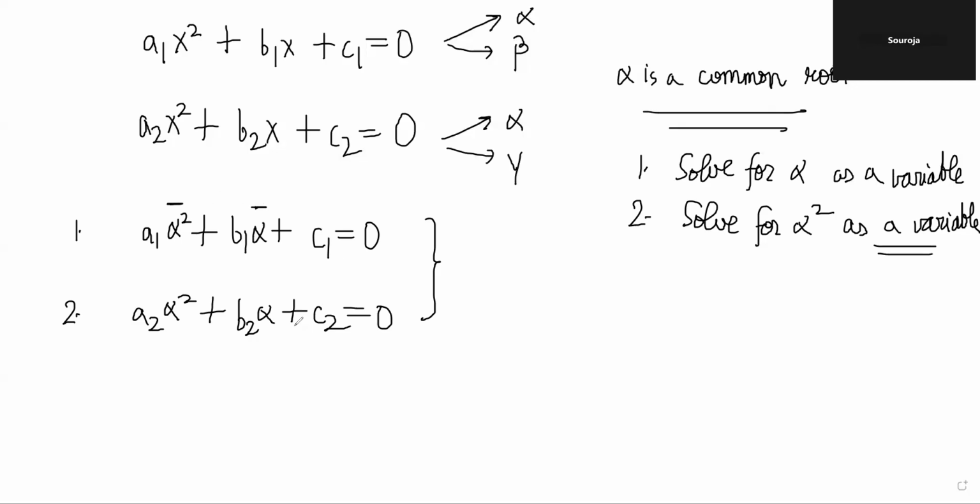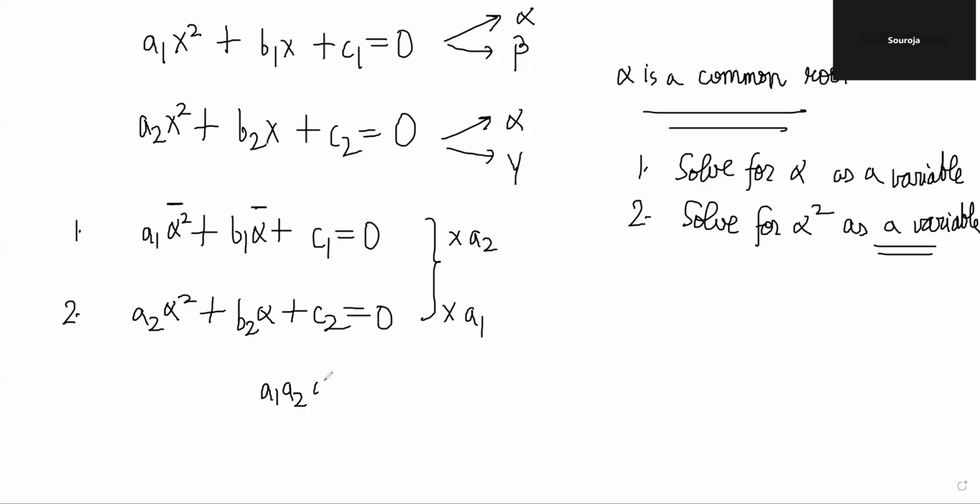So think of it as a simultaneous equation and I want to solve for alpha first, okay? So in order to do that, I should eliminate the other variable, alpha square, right? You should remove the other variable somehow, right? So how to do that? I will multiply the first equation by A2 and the second equation by A1 and I will subtract.